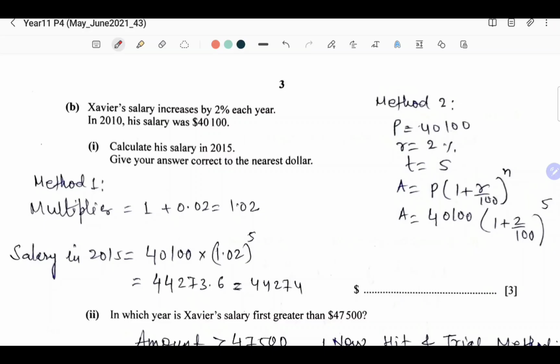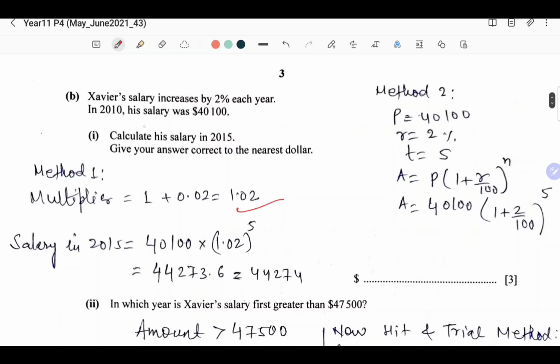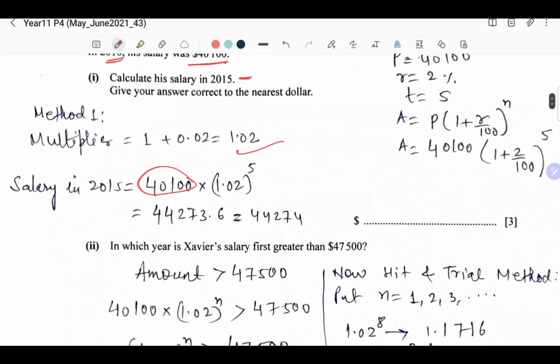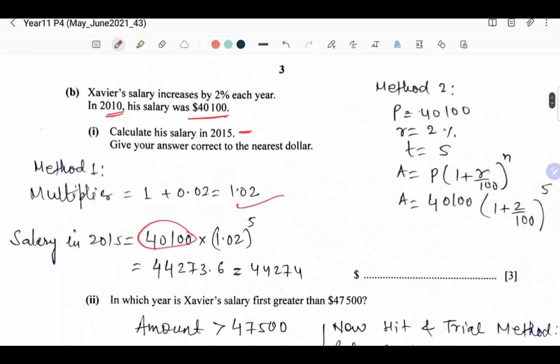Okay, now come to the next part. Xavier's salary increases by 2%. So can we find the multiplier, guys? Yeah, 1 plus 2/100, which is 1.02. And his initial salary in 2010 is 40,100. So the salary in 2015 is the initial salary times the multiplier factor to the power 5, because it is 2010 and it is 2015, so there is a 5 year gap. Okay, let us understand here how to use that.